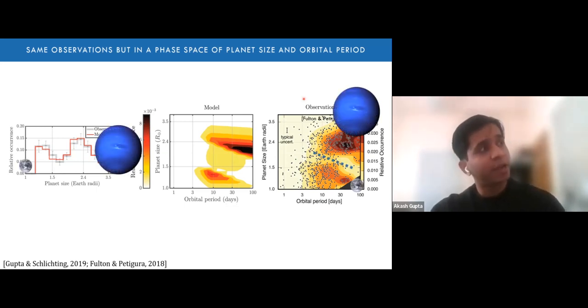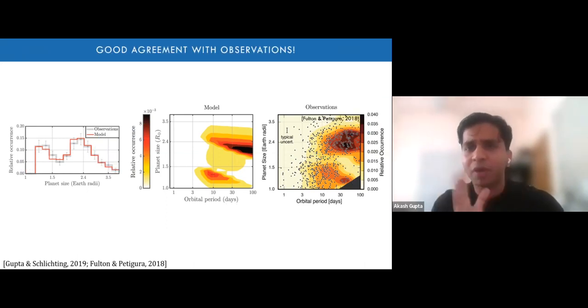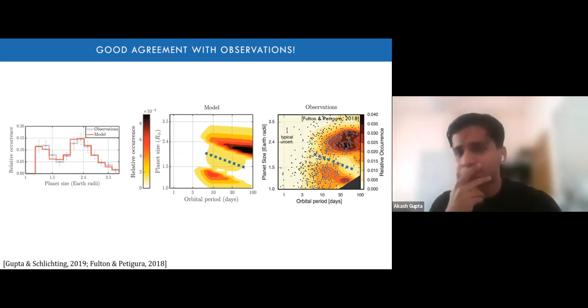Just to remind you again, this is basically the same plot as before. This is the super Earth population, whereas this is the sub-Neptune population, and this is where the radius valley lies. As you can see, there is a good agreement between our results and the observations in terms of where exactly the valley is located, the relative occurrence of super Earths and sub-Neptunes, and the general shape or slope of the valley.